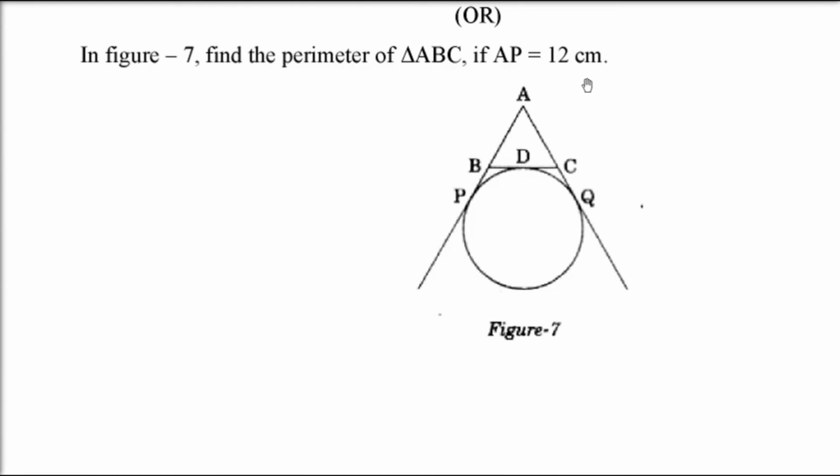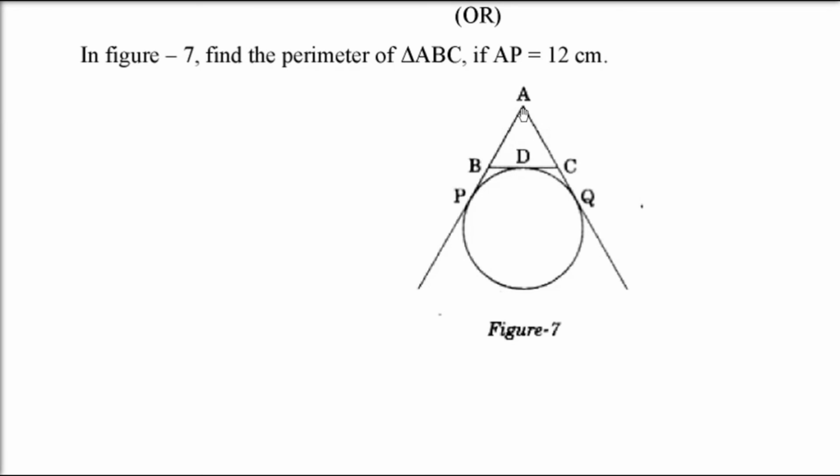So we have to find the perimeter of triangle ABC, if AP is 12 centimeters. This is AP, a tangent length. And for this triangle ABC, we have to find the perimeter. Perimeter means the sum of the lengths of the sides, right? So eventually we have to find AB plus BC plus AC.